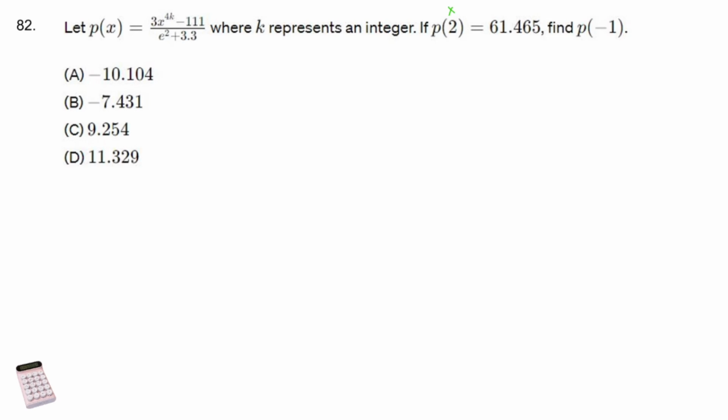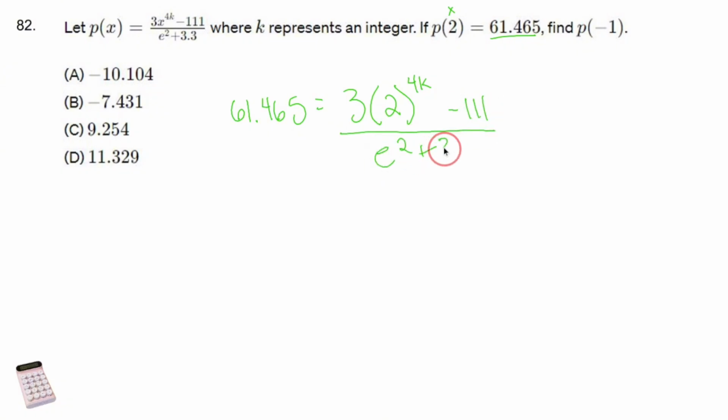Okay, so let's actually do this. Let's see what I can do without the use of a calculator first. I might regret this, but it might make my life a lot easier. Again, if I plug in 2 for x, I get that number. So I'm going to rewrite this equation: instead of p of x, 61.465 equals 3, and I'm going to put parentheses here, 2 to the 4k minus 111, all over e squared plus 3.3. Now, my job is to get k all by itself.